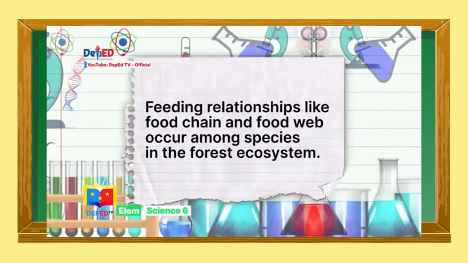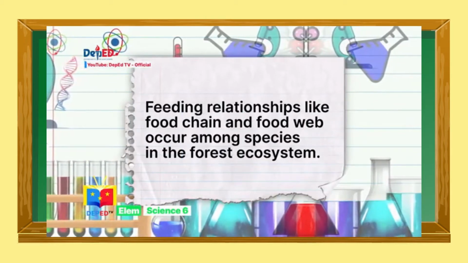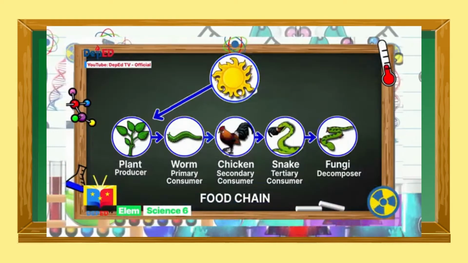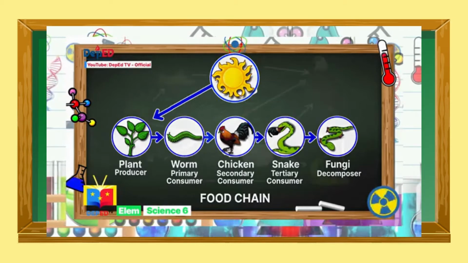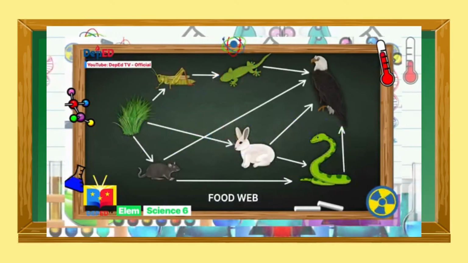Feeding relationships like food chain and food web occur among species in the forest ecosystem. Food chain starts with producer, a series of consumers and decomposers. Food web results from the interconnected food chains.